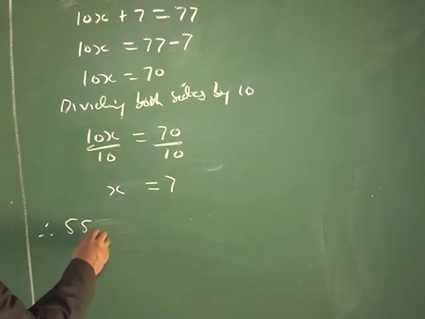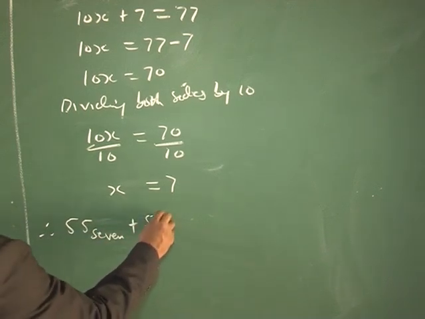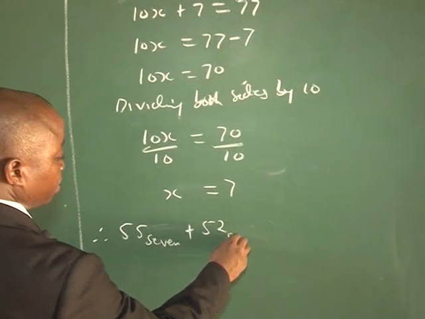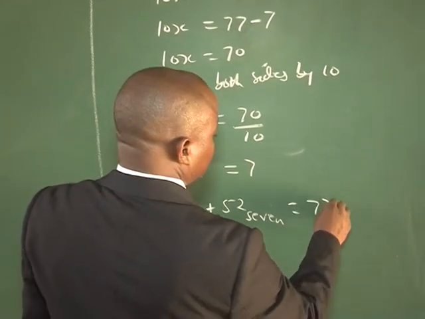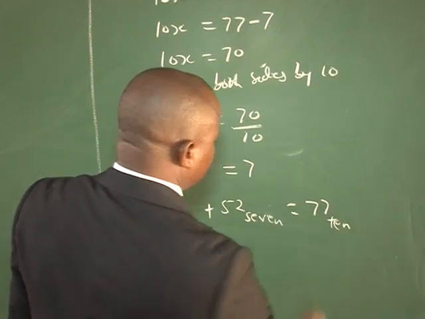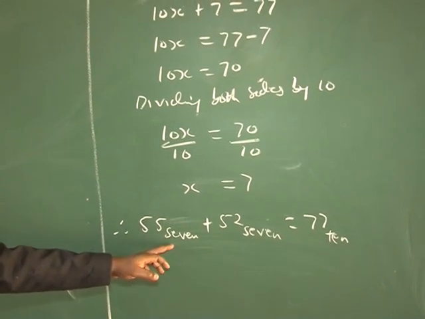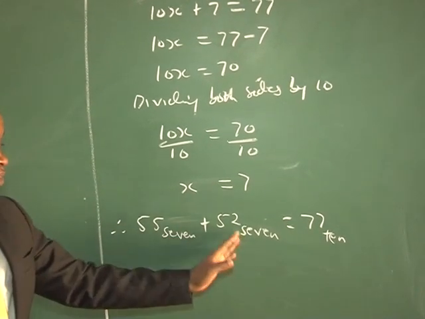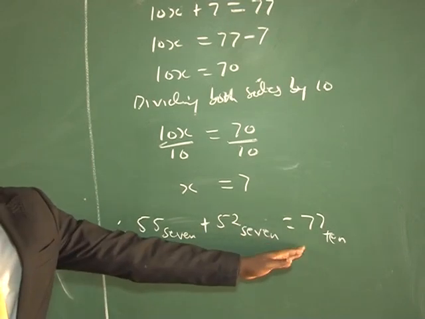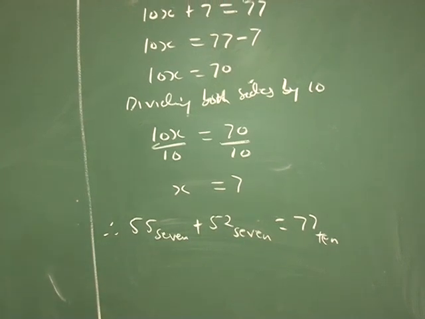Therefore, 55 to base 7 plus 52 to base 7 will be equal to 77 to base 10. So x is 7. That means if we replace x with 7 here and also 7 here, 55 to base 7 plus 52 to base 7 will be equal to 77 to base 10. Okay.